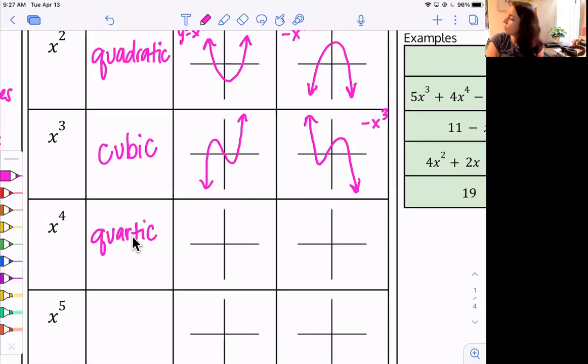Turn to your baby sister and say quartic. So you got a baby sister. Turn to your headphones and say quartic. Kind of a weird word to say, quartic.